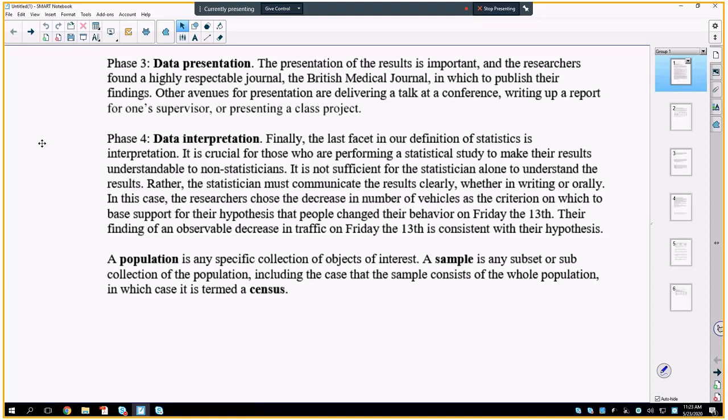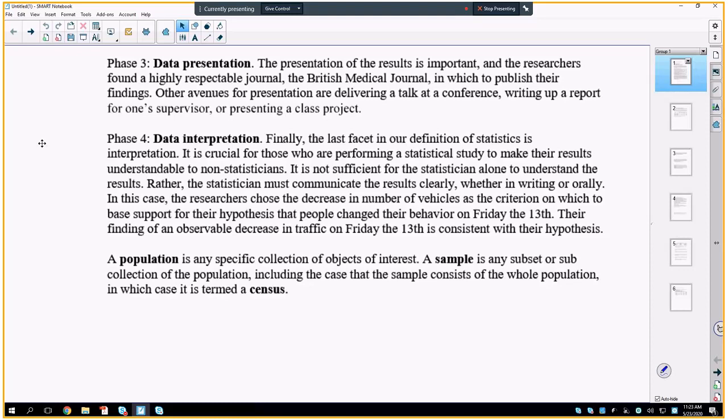So let's talk about what a population is versus what a sample is. A population is any specific collection of objects of interest. So we're interested in studying a collection of objects. The entire collection is called the population, whereas if we take any sub-collection of those objects, we would call it a sample.